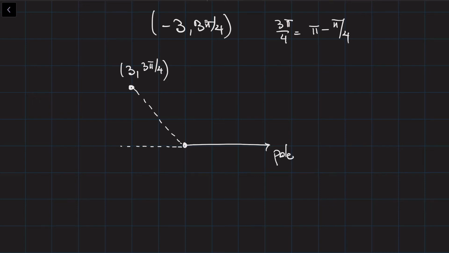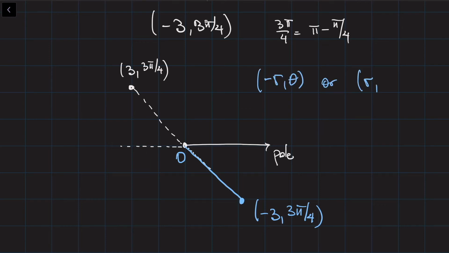And if you remember, the point with the negative r is going to be in the opposite direction. It is going to be somewhere here in the opposite direction with the same distance from the origin. So that point is going to be minus 3 and 3 pi over 4. Please note that your points can be written with minus r and theta or r and theta. In general, the absolute value of r is the distance between the point and the origin.